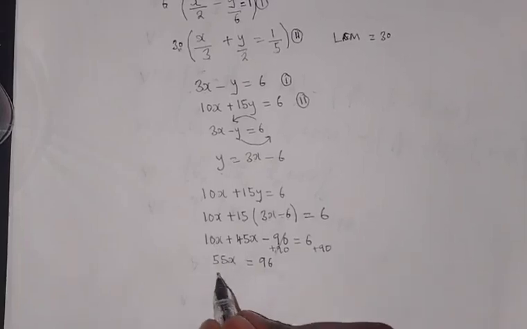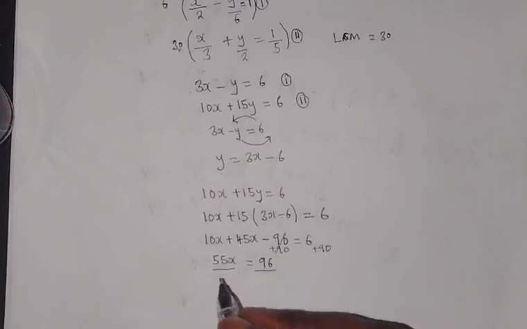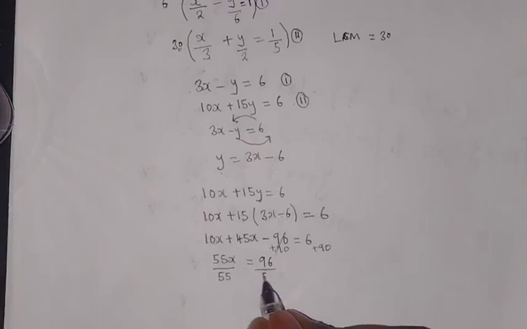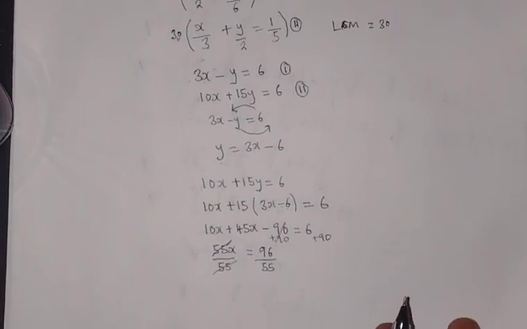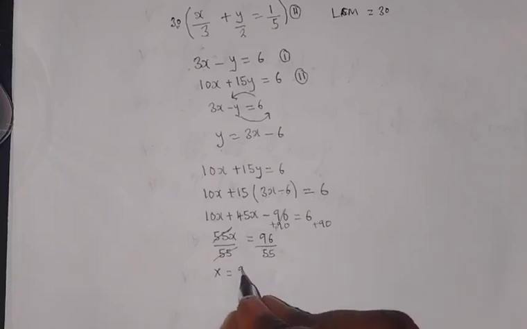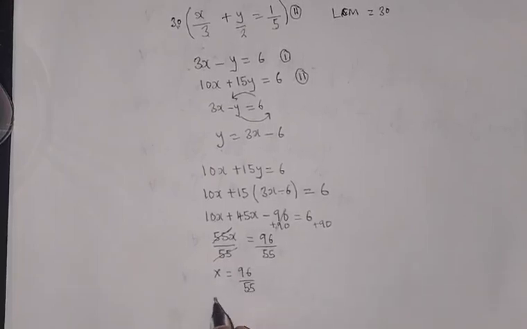So I want to find the value of x. We are going to divide both sides of the equation by the coefficient of x, which is 55. Even here we divide by 55. So this and this will cancel. You remain with x is equal to 96 divided by 55. So this is the value of x.